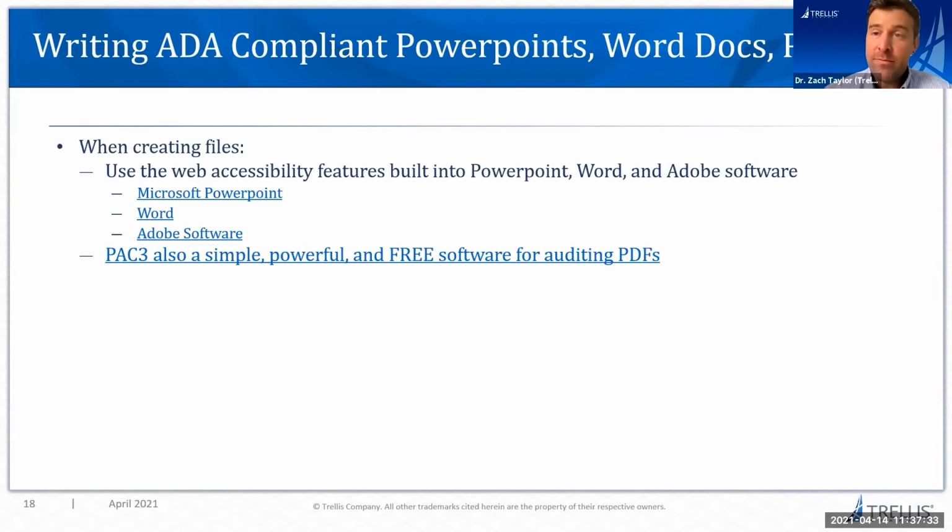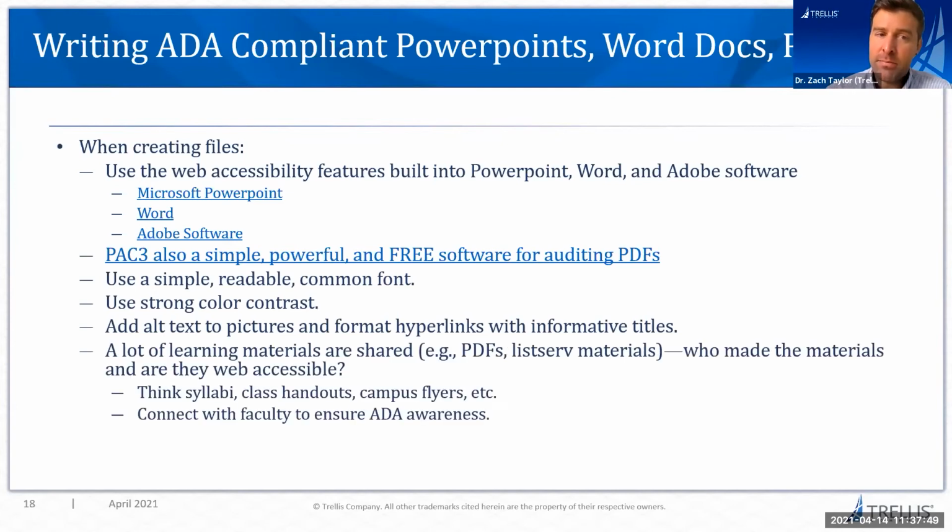A lot of times, if you make a Word document ADA compliant and export to PDF, you're missing a lot of information. PAC 3 will help you go back through and audit your communication. Again, a lot of the same standards: use a simple readable font, color contrast, add alt text to pictures.